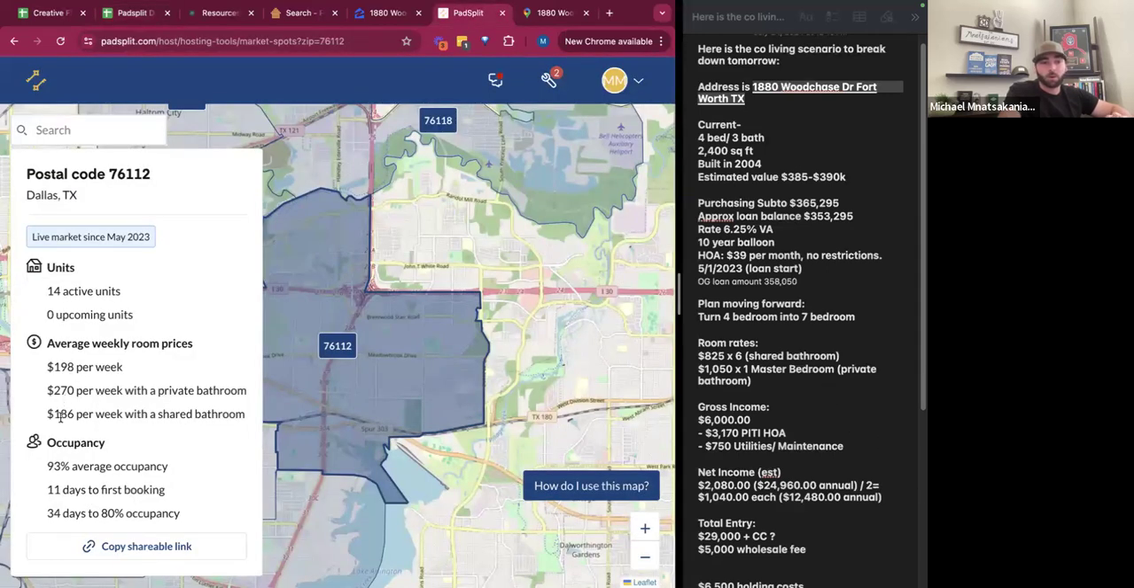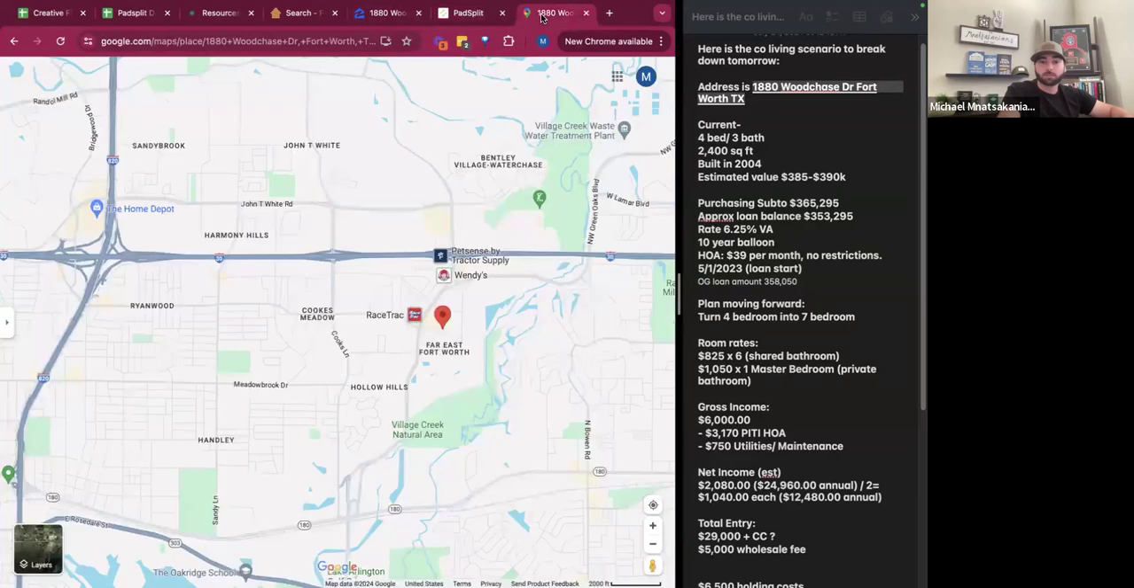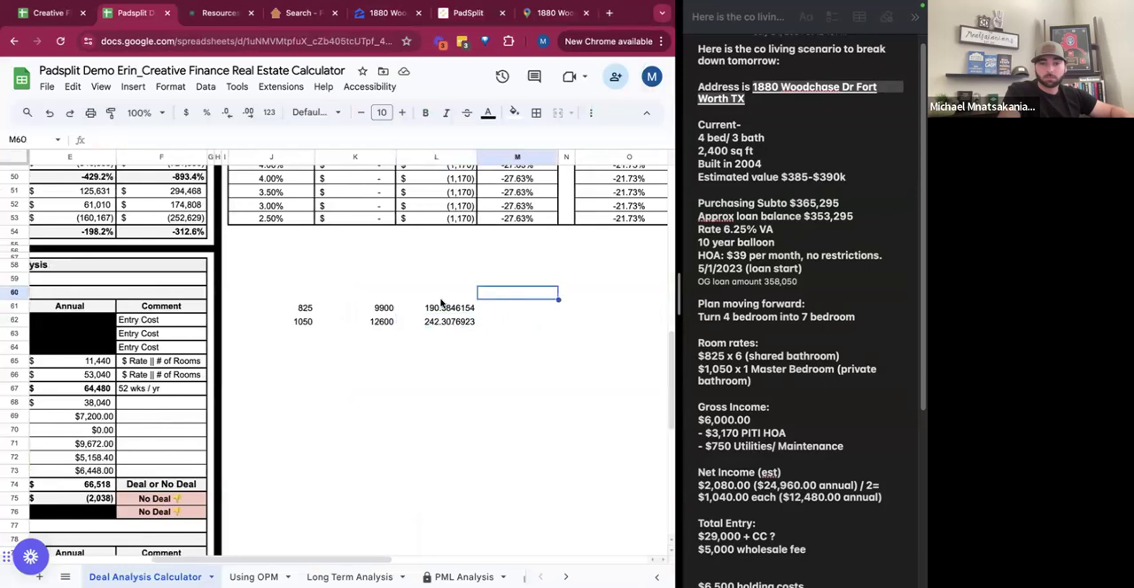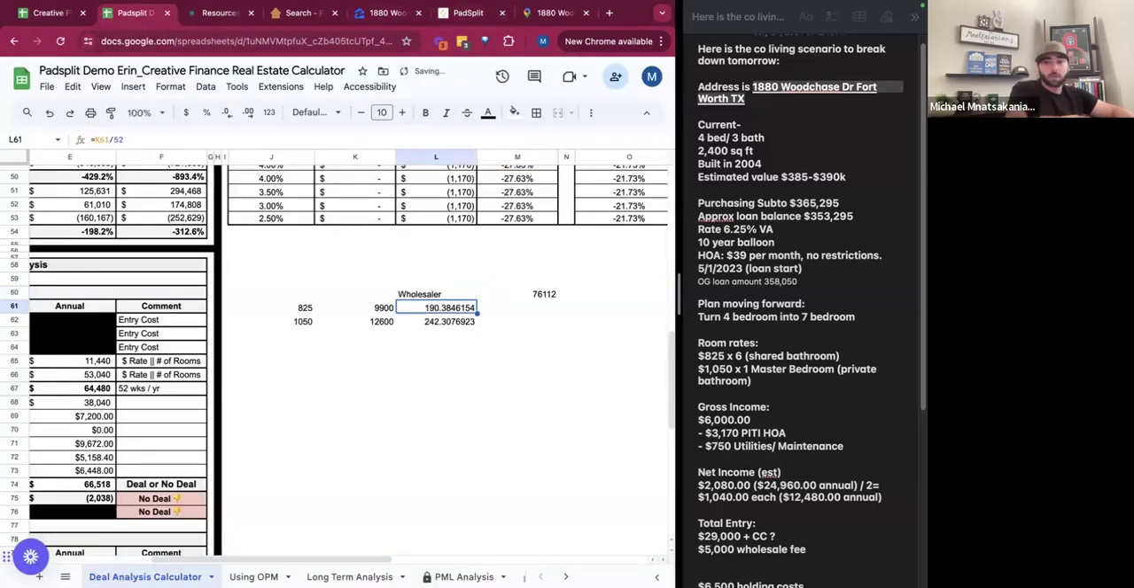Padsplit's saying 186 and 270. So they're a little bit underselling what we're seeing in this zip code, 76112. I don't know what to put here. This is wholesaler's info. For this zip code, 76112, let's change all these to dollar values. It has it at 270 and 186.